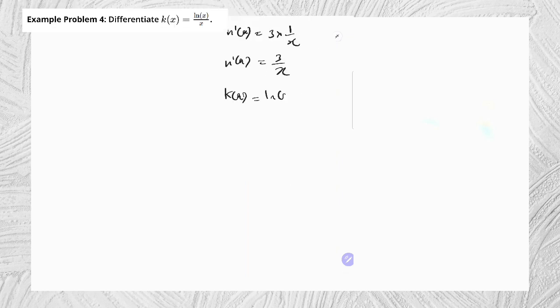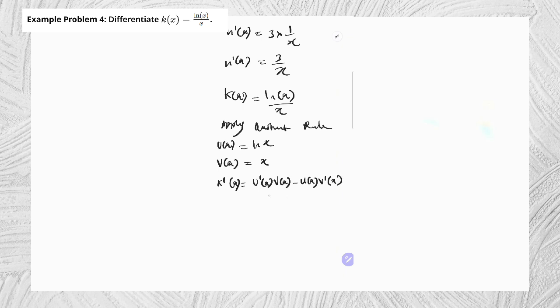Now, we are asked to differentiate k of x is equal to ln x divided by x. This is a quotient, so let's apply the quotient rule. Let u of x equal ln x and let v of x equal x. We know from the quotient rule that the formula is u differentiated of x times v of x minus u of x times v of x differentiated, divided by v of x squared.